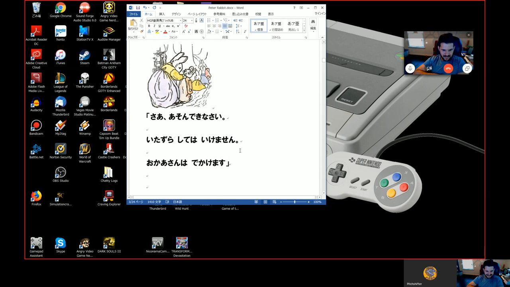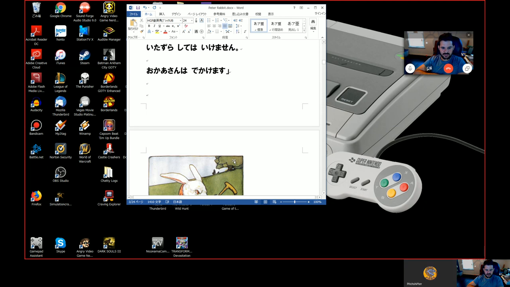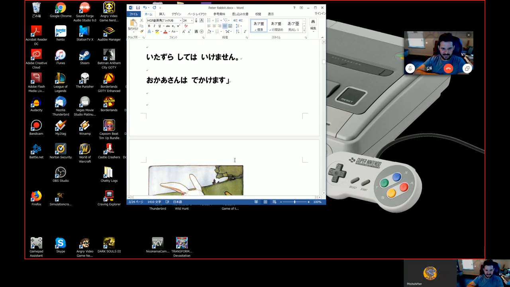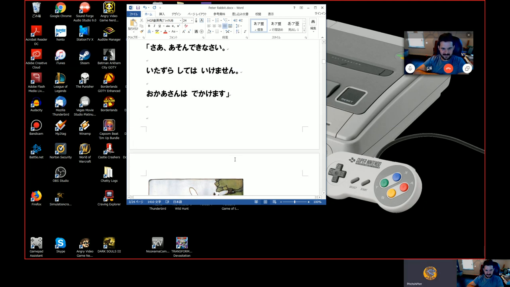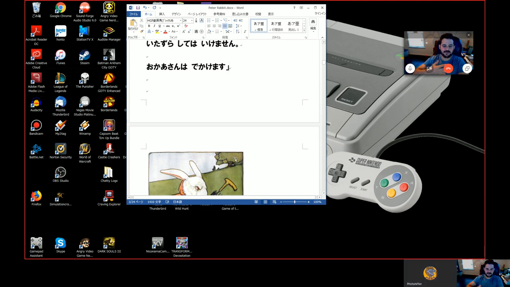Okasan wa dekakemasu. Then mother left. Yes. She's leaving. Oh, okay, yeah. It doesn't say dekakemashita. It says dekakemasu. Oh, she's saying mother is leaving. She's saying I'm leaving. Yeah, like I'm leaving.